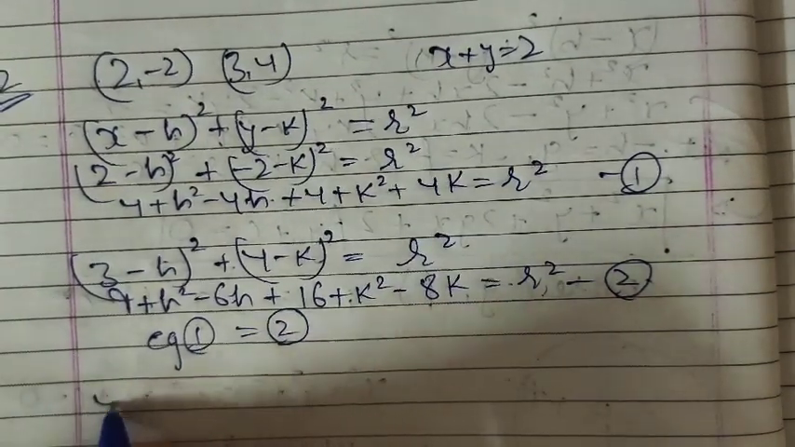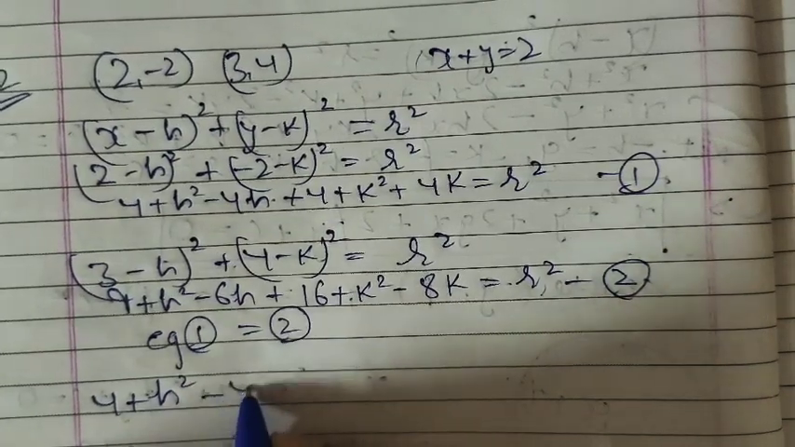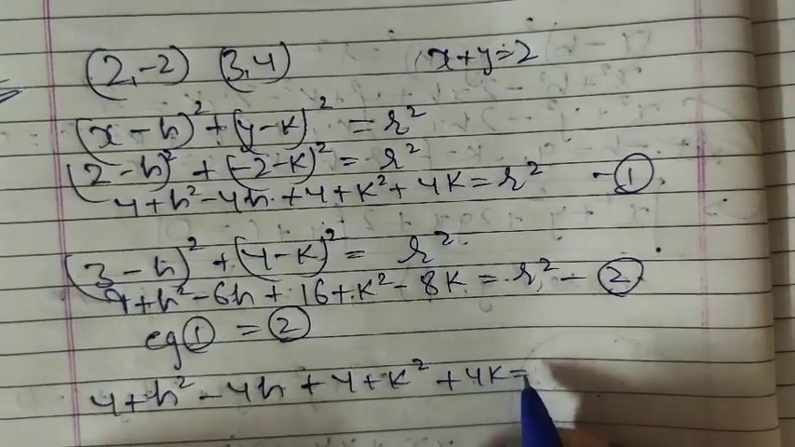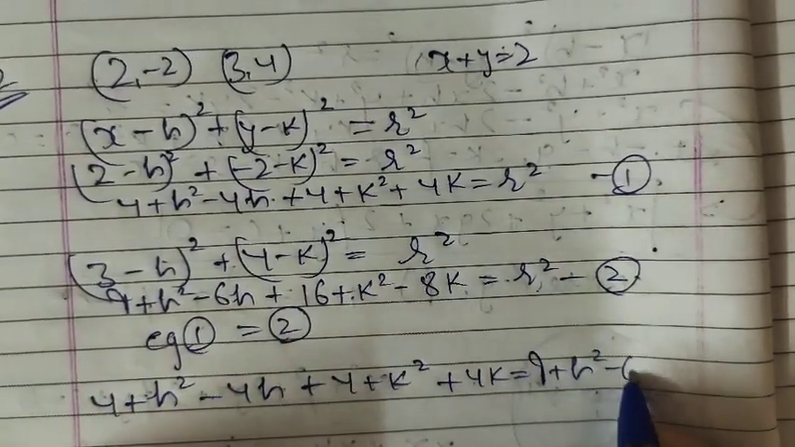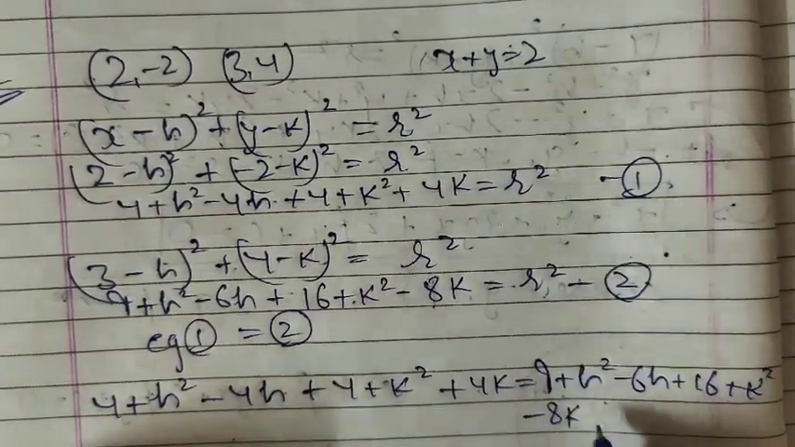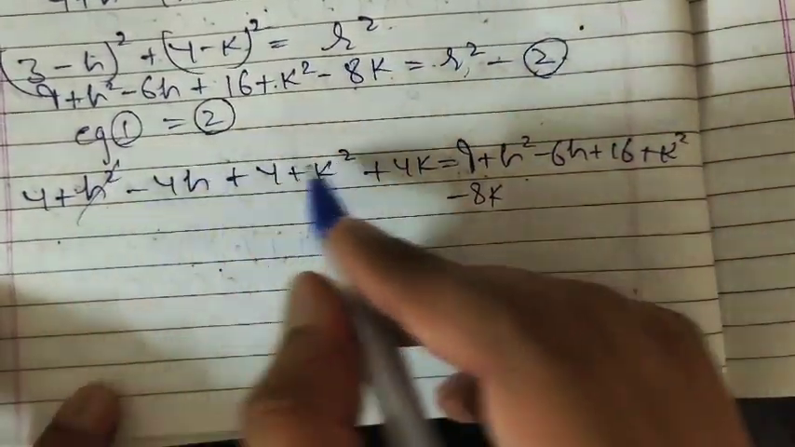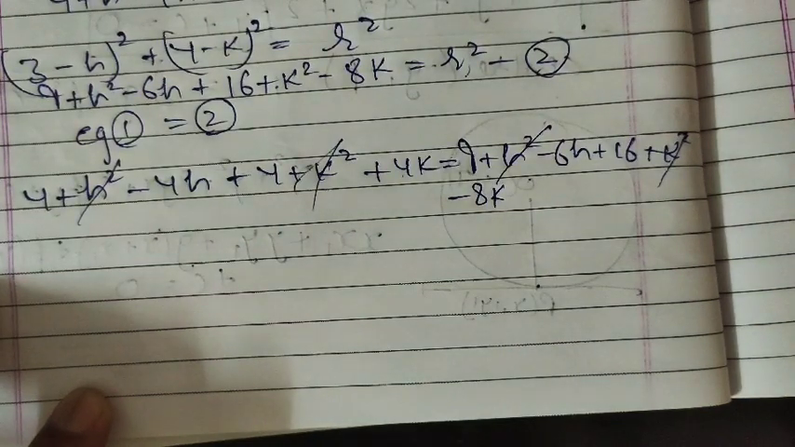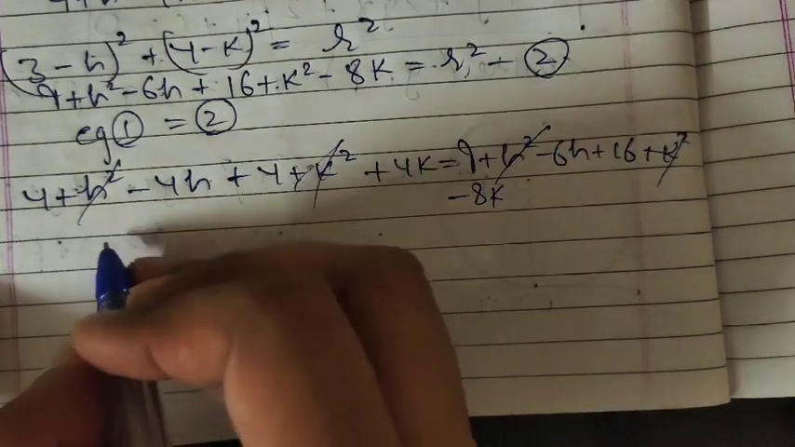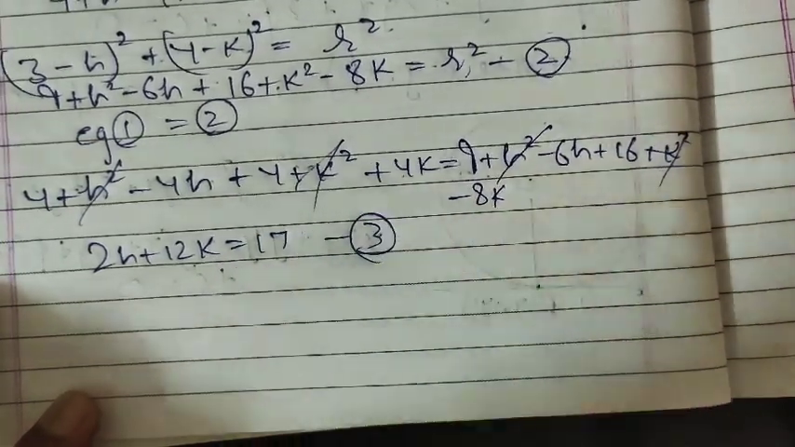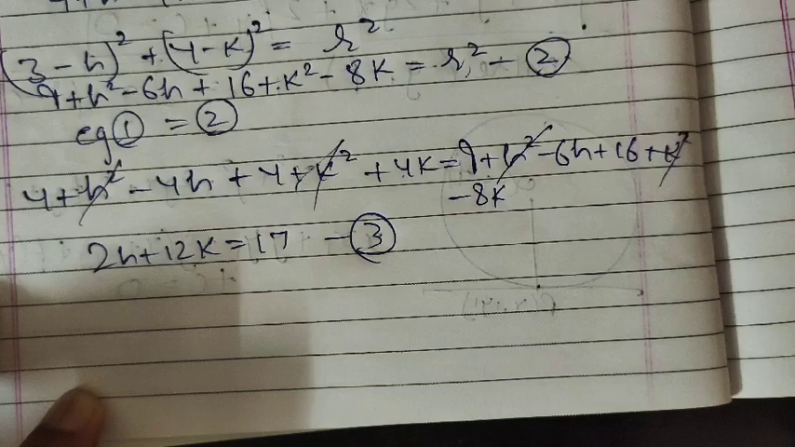So let's equate it. 4 + h² - 4h + 4 + k² + 4k = 9 + h² - 6h + 16 + k² - 8k, right? So h² and h² cancel, k² and k² cancel, taking everything on the right hand side. So we'll get the equation 2h + 12k = 17. Let it be equation third, right? So 2h + 12k = 17.